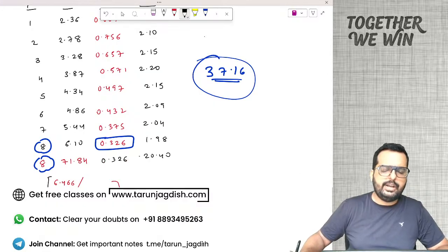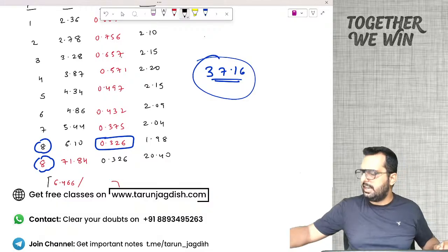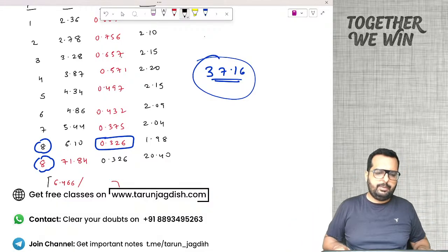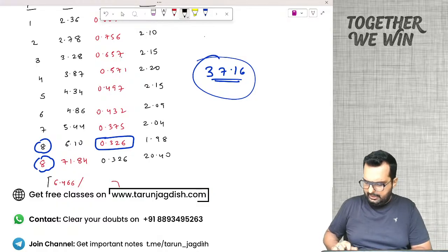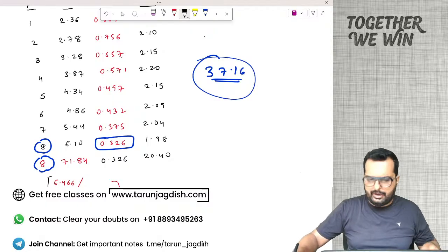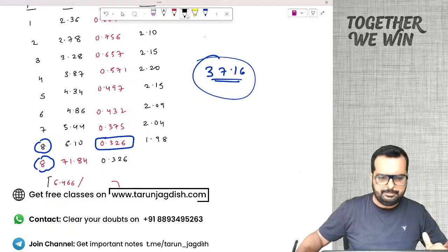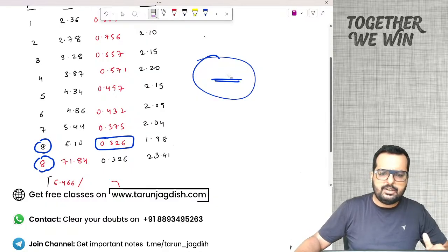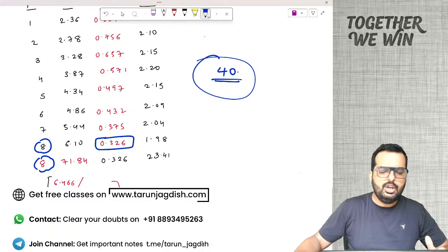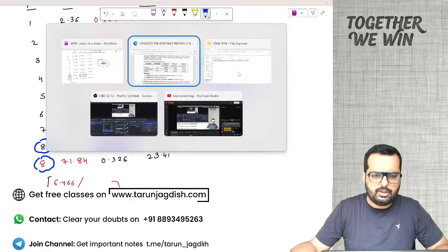So once this is 0.326, this answer will slightly change and it will touch around 40. So 71.84 into 0.326 would have been 23.41. This would have become 23.41. And the 3 rupees that went up there, your price would become how much? 40. So this was one small error that happened in the last class when we worked out the question.